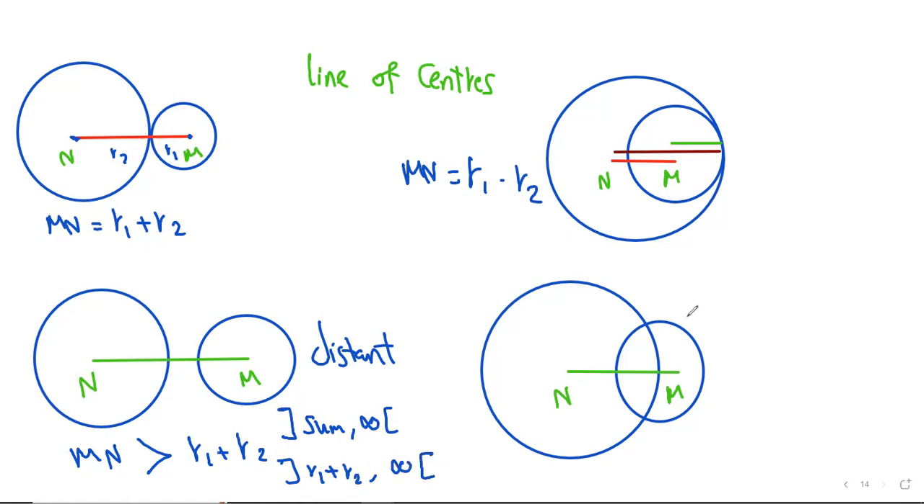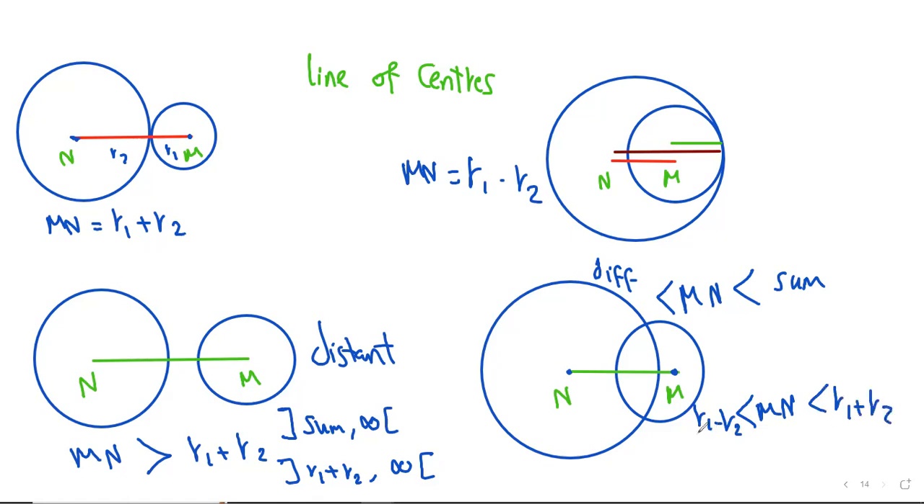And if the two circles are intersecting circles, you will find here MN is greater than the difference between the two radii and less than the sum of the two radii. So the line of centers MN is greater than R1 minus R2 and less than R1 plus R2. So it's an interval from R1 minus R2 to R1 plus R2. That's it.